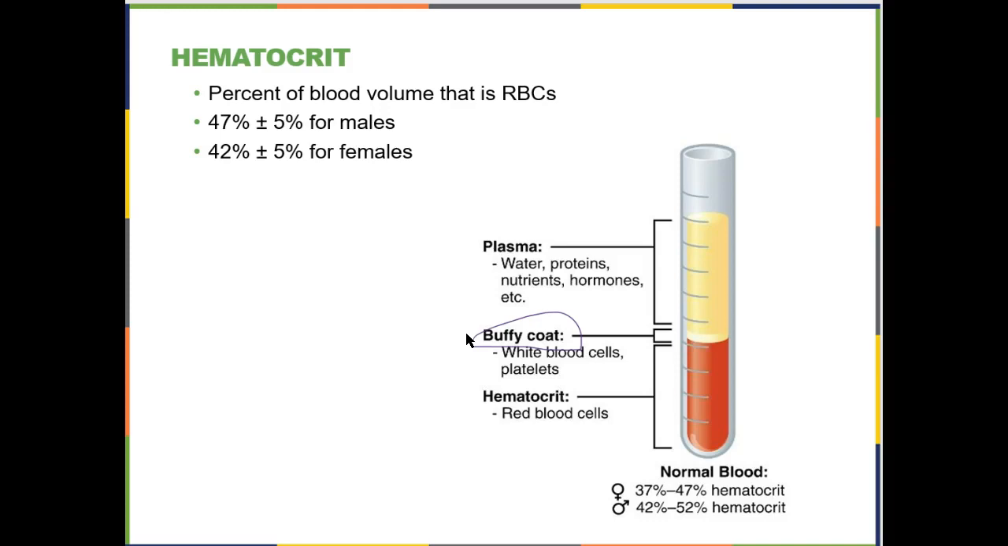So then what you do for the hematocrit is you say, okay, if this is 100% of your blood volume, how much of your blood volume is just red blood cells? So you're just measuring the percentage of the volume. So this is another instance where I will have you commit 42 and 47 plus or minus 5 to memory for females and males respectively.